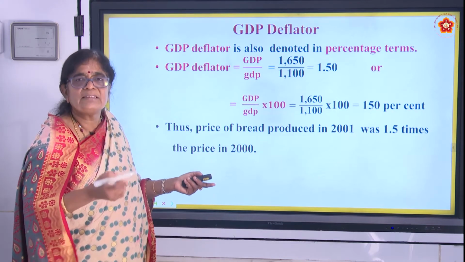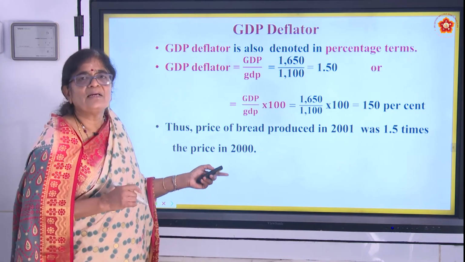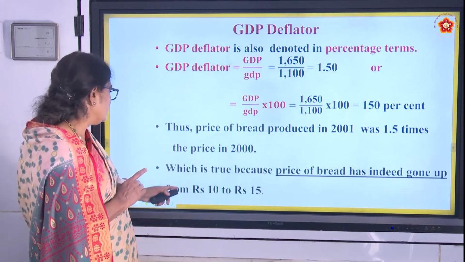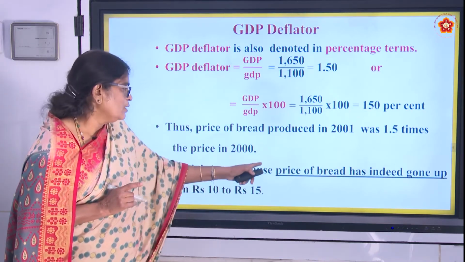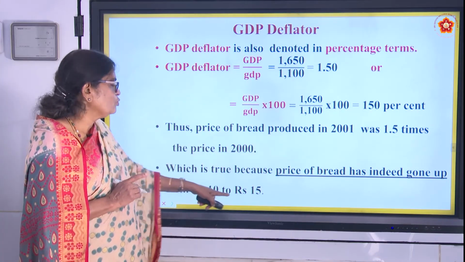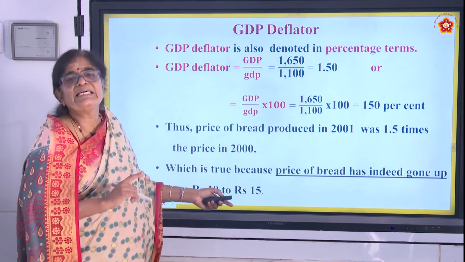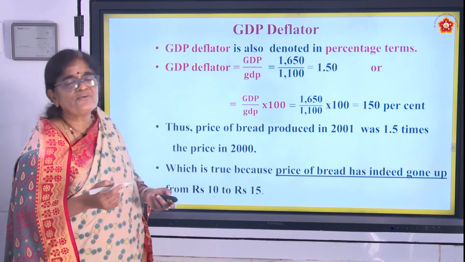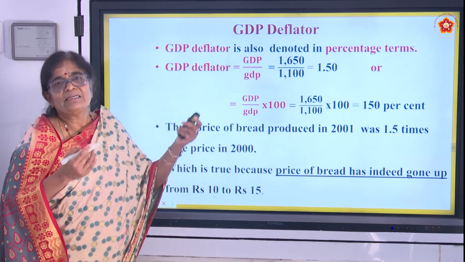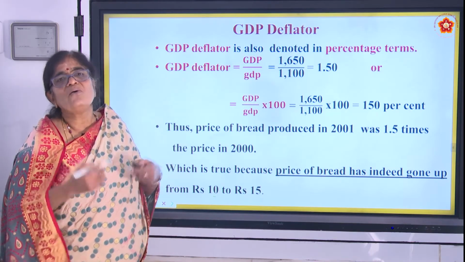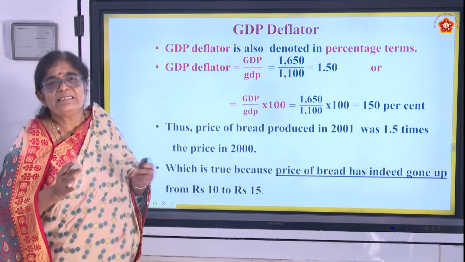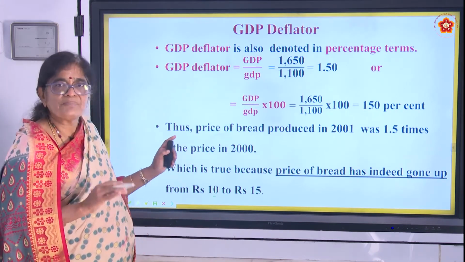1.5 times the price in 2000, which means 10, 1.5 times 10 is 15 rupees. And this is true, because the price of bread has indeed gone up from 10 rupees to 15 rupees between the year 2000 and 2001. Therefore, you are very clear now. The GDP deflator gives an idea of how prices have gone up or down between the years. That's because it's a price index.